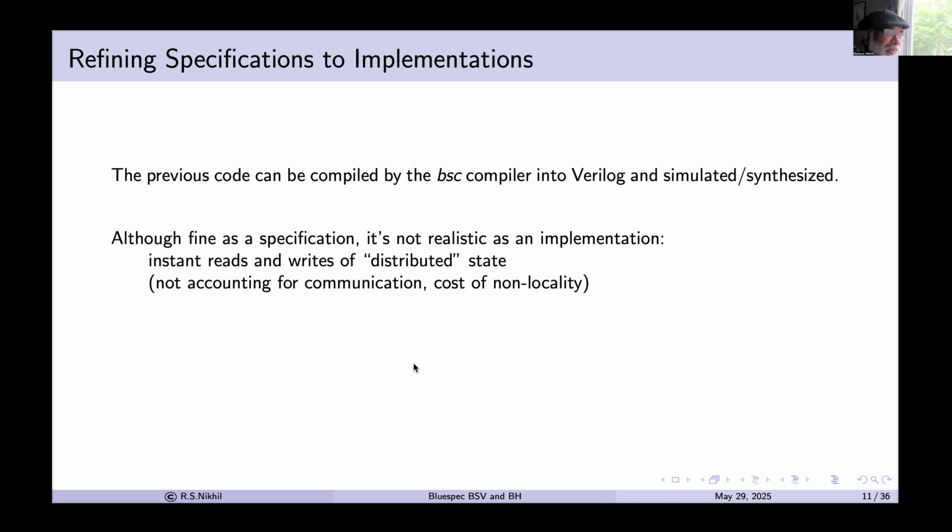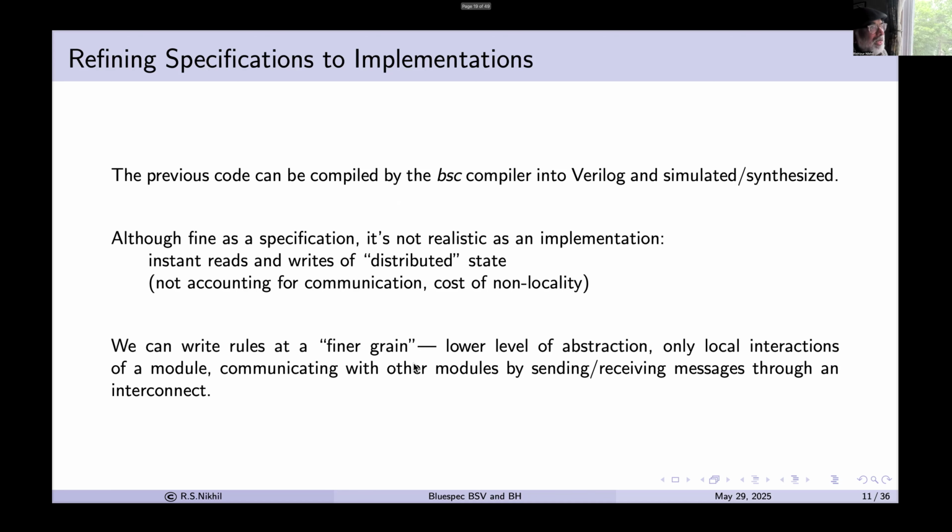But although it's fine as a specification, it's not very realistic as an implementation, because I'm doing sort of instant reads and writes of state that might be distributed quite widely on the silicon or even across different chips, right? I'm looking at the L1 cache, I'm looking at the L2 cache, I'm looking at the other L1 cache, I'm changing all their states simultaneously. In reality, you can only do things locally and you can communicate with the other elements in the system, but you can't really instantly change them.